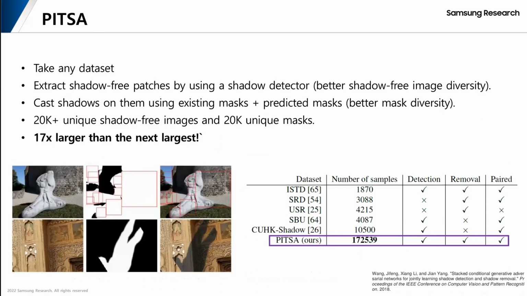We simply take any dataset, extract shadow-free patches by using a shadow detector, and cast shadows on them using a diverse set of masks. We end up with PIZZA, which is significantly larger and more diverse than any dataset in the literature. Refer to our paper and supplementary material for detailed analyses.